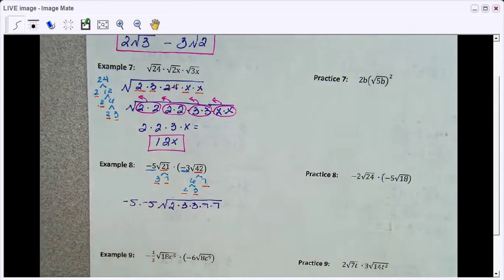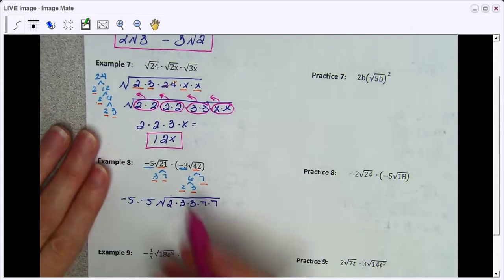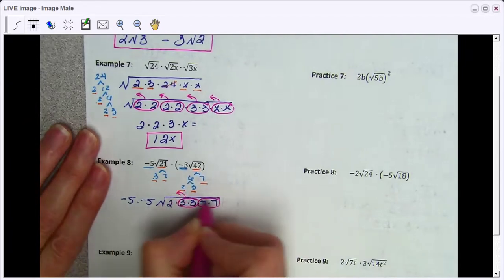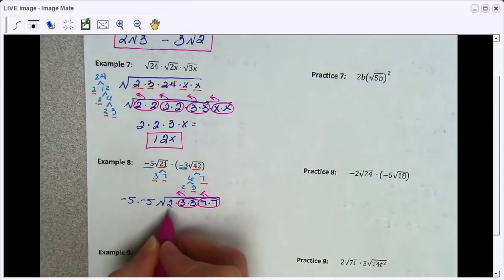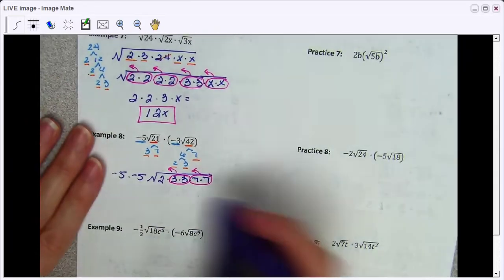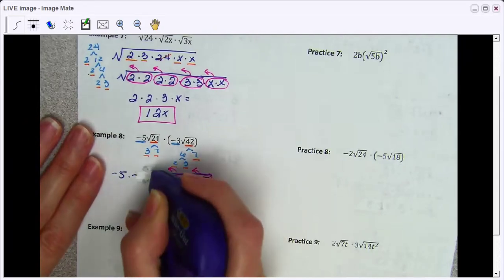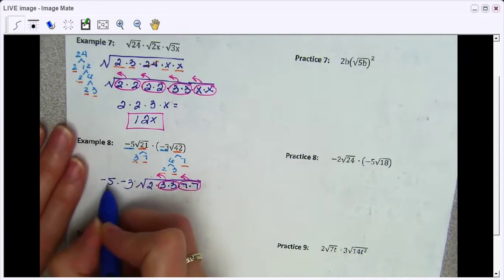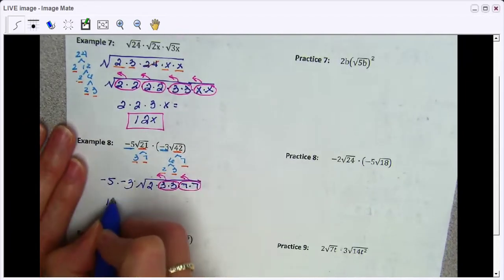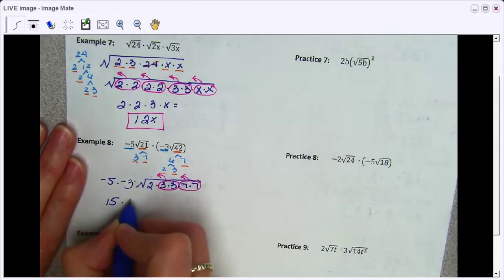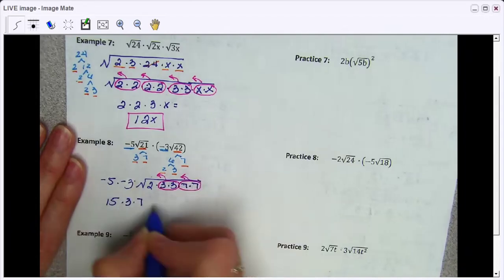Okay. So then at this point, I can group them together. I have 2 3s and I have 2 7s that I can take out, and my 2 has nothing to pair with, so that will stay on the inside. Oops, I put a 5 here instead of a 3. All right, so -5 times -3 is 15. And then I'm going to multiply that by the two groups that I am taking out of the radical, a 3 and a 7, and I'm left with the square root of 2.